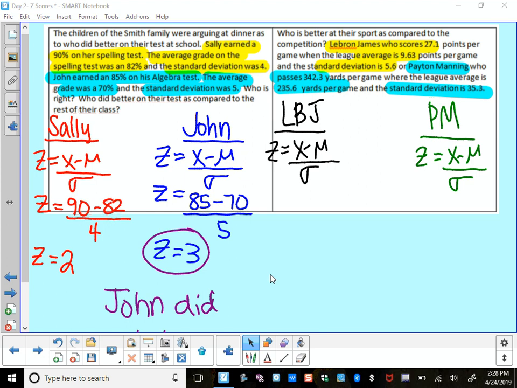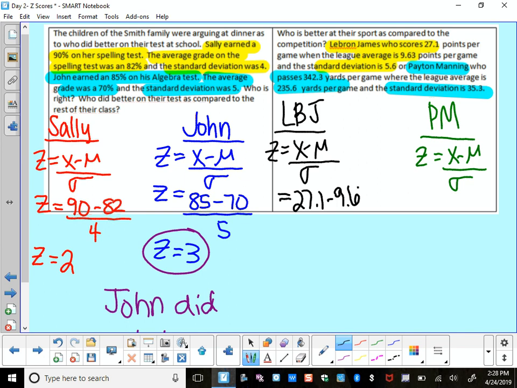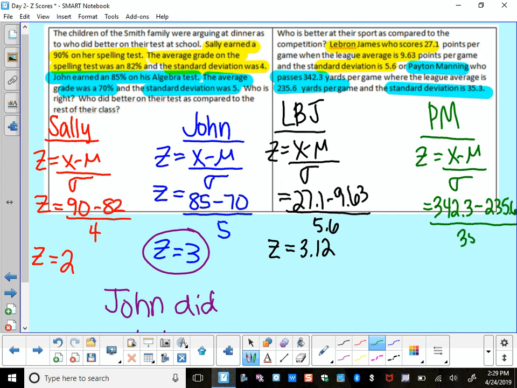All right, so I'm going to put my answers up. You compare your answers with my answers. Did you guys get 3.12 for LeBron James? Z-score? Okay. You get 3.02 for Peyton Manning. So who's better at their sport?